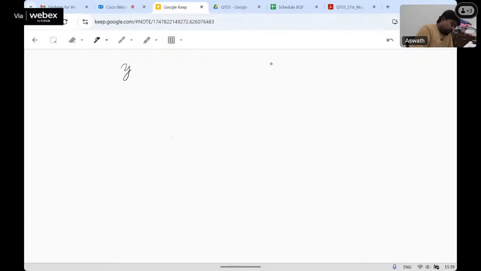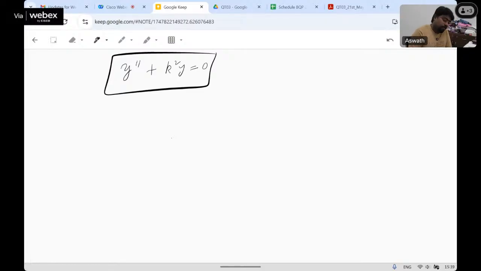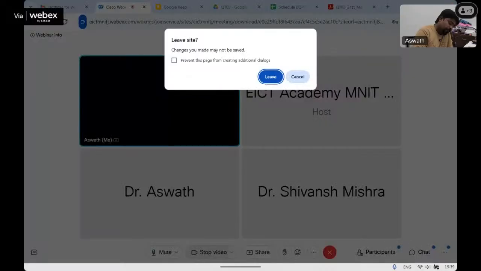So the differential equation y double prime plus k square y would have solutions like what? y equals square root of e sine, plus or minus kx plus some f.